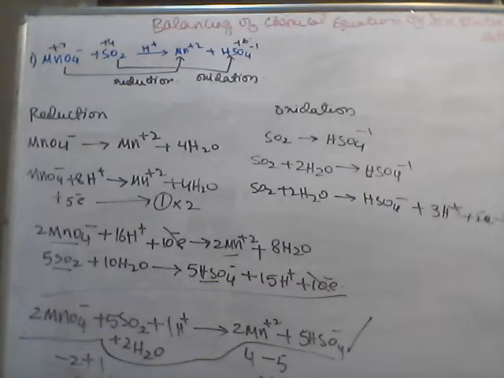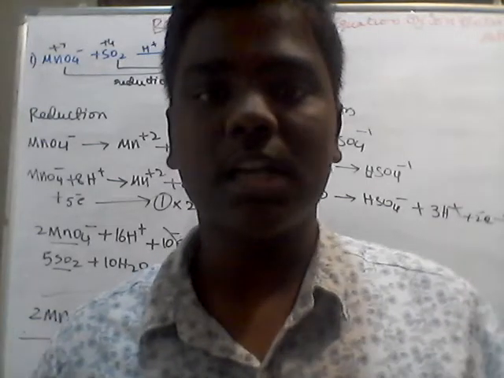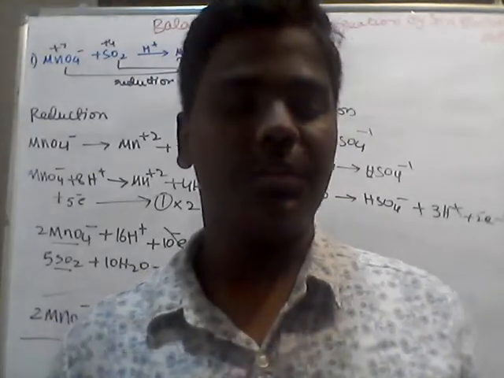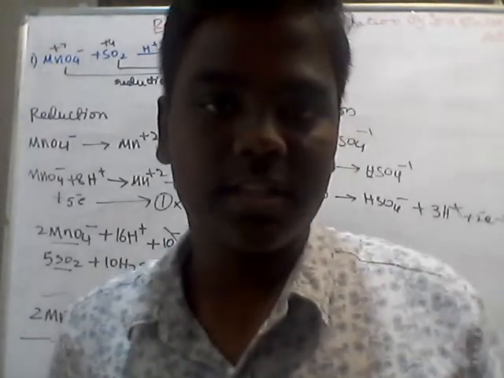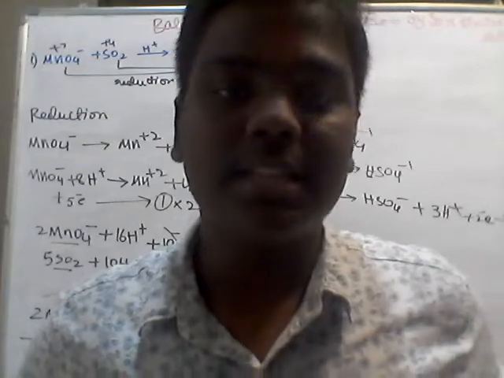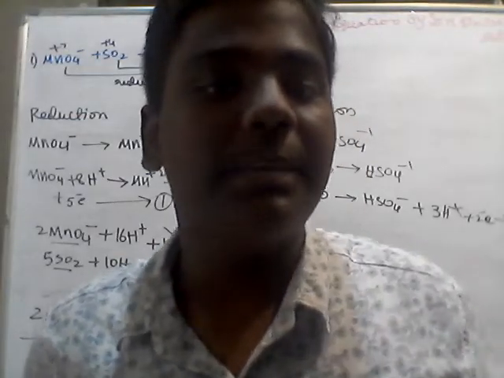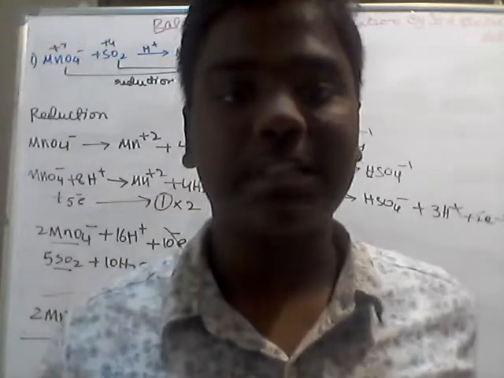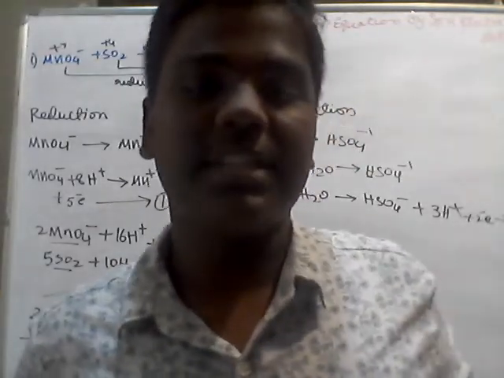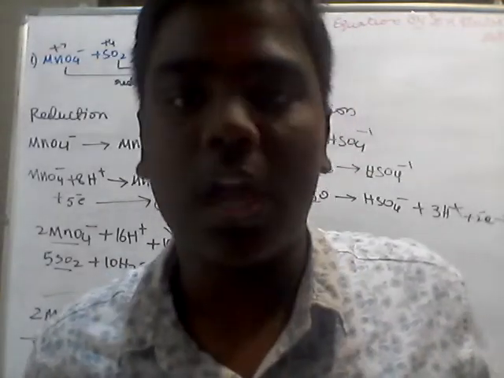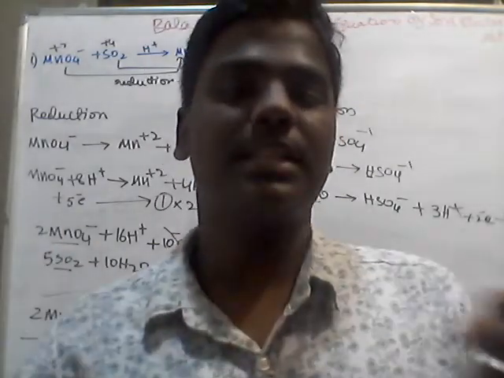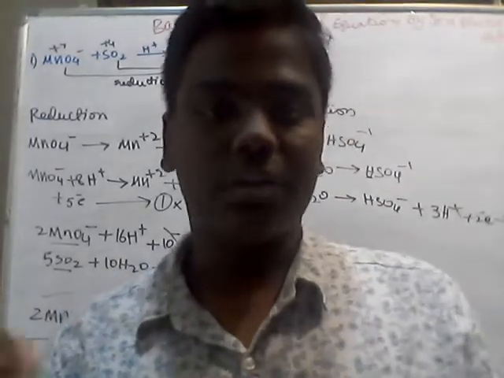Now let us check the second example of the same thing. The second example we will check in our next video. We will be dealing with certain further examples and then how to balance the equation in the basic medium. This we have done in the acidic medium, where there is the presence of H plus ions. In the next we will see the presence of OH minus ions, that is the basic medium, and then we will do further examples based on the ion electron method.